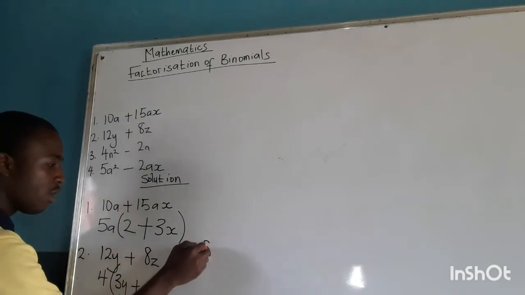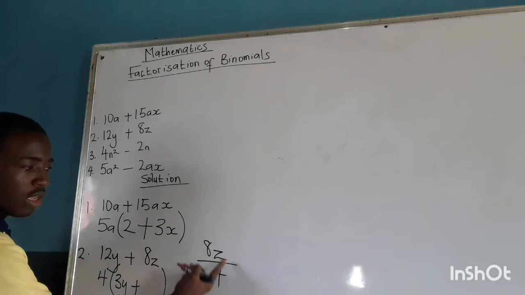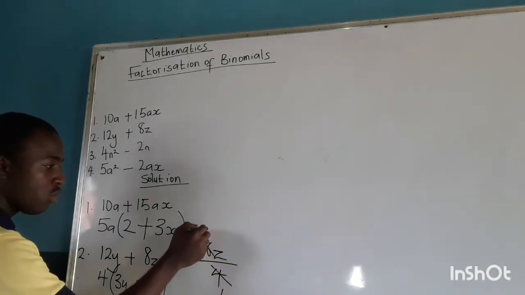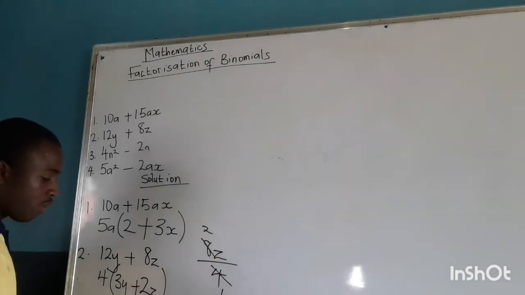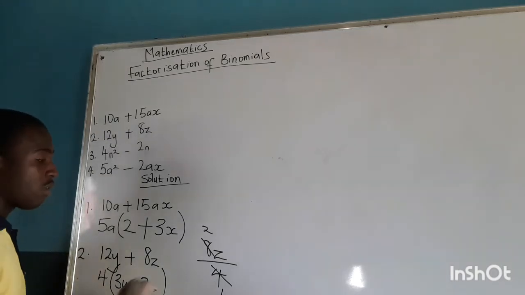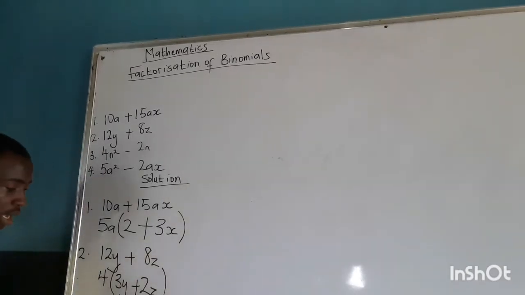This is 8z over 4. Z is not here, so you cannot cancel z. 4 here 1, 4 here 2, 2z. So you get 2z. If you don't know if the answer is correct, multiply this, you will get these 2 back, and you will know if your answer is correct. We will move to number 3.